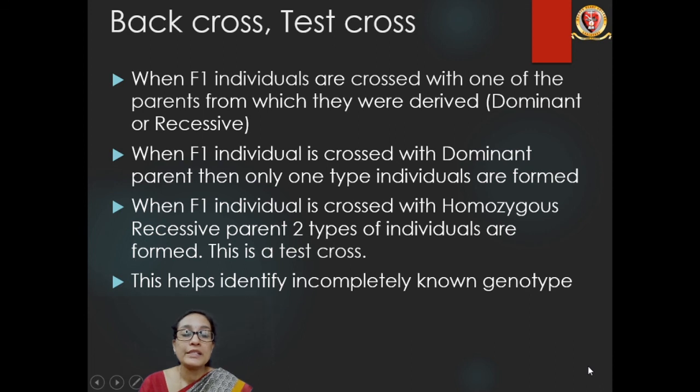Now, a test cross is useful to identify an incompletely known genotype. Say, for example, you take the F1 individual, it is tall, but you do not know its genotype, and you want to know its genotype. What you do is cross it with a double recessive parent. So, if the F1 individual had a genotype of capital T, small t, the offspring of this F1 when crossed with a homozygous recessive parent will yield 2 types of individuals, thus proving that this individual you started with, which has an incompletely known genotype, was actually capital T, small t.